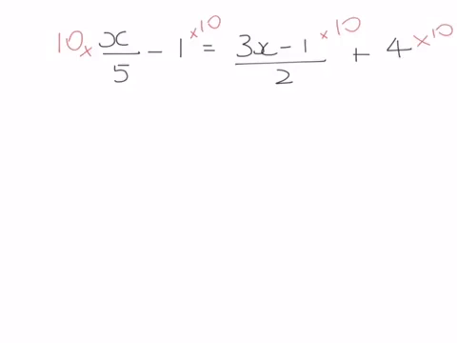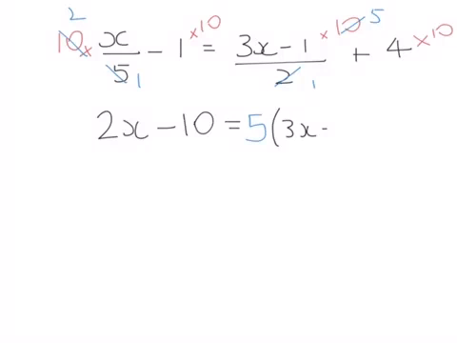When I do that, start cancelling. 5 into 5 goes once, 5 into 10 goes 2. So this term I'm left with 2x. 1 times 10 is minus 10. Now this is where it gets a little bit trickier. 2 into 2 goes once, 2 into 10 goes 5. So I might leave that 5 out the front, but it has to multiply with everything on top of the fraction. So the 5 has to multiply with 3x minus 1. And then the last term is plus 40.